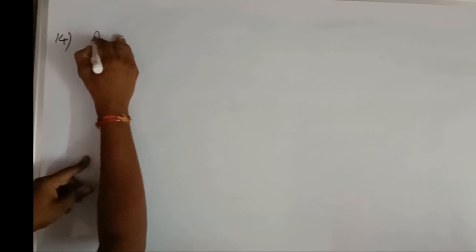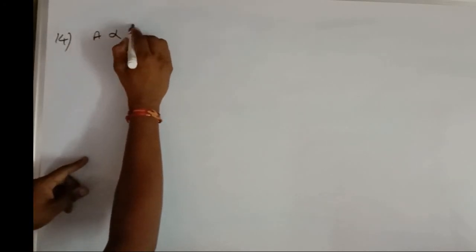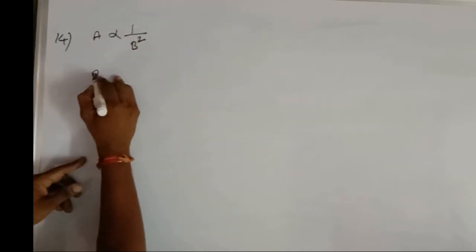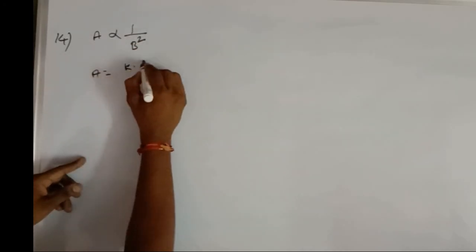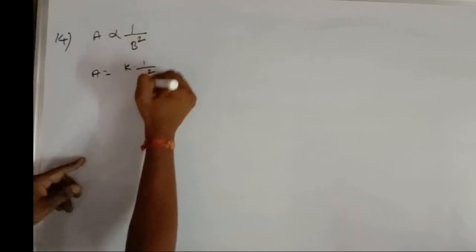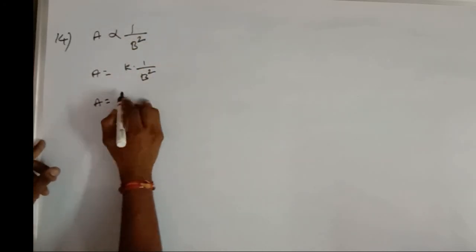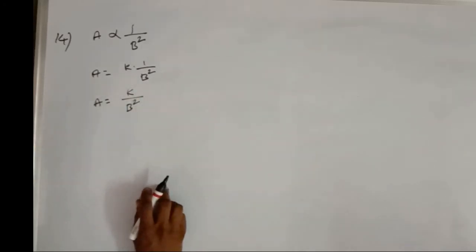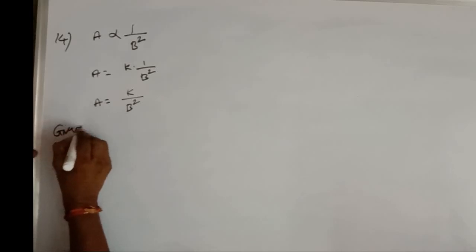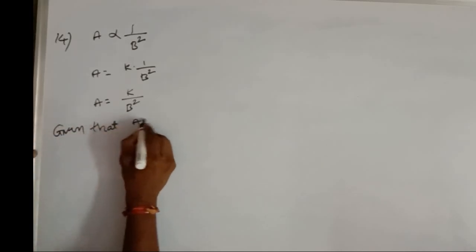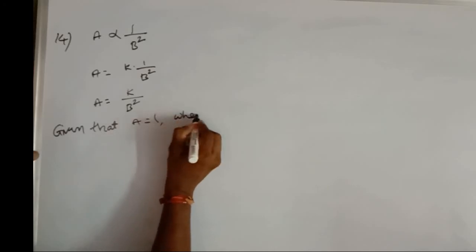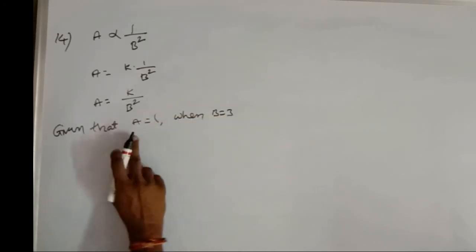A is inversely proportional to b square. Now a is equal to k into 1 by b square, because inversely proportional is 1 by. So a is equal to k by b square, where k is the constant here. Given that a equal to 1 when b is 3. That means if a is 1, b value is 3.